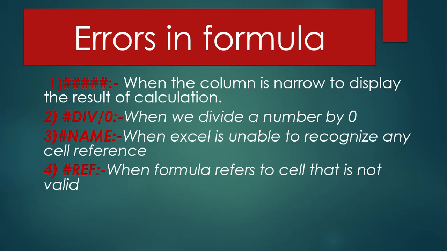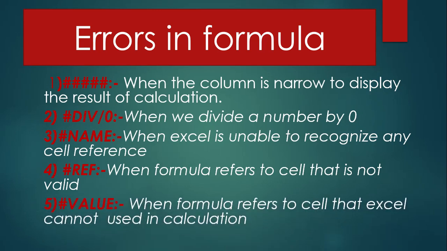Next type of error is hash reference. So when any formula refers to a cell that is not valid, then in that case Excel generates hash reference error. Last point is hash value. So when formula refers to a cell that Excel cannot use in calculation, in that case Excel generates hash value. It means formula is referring to a value, and that value cannot be used for a particular type of calculation, then in that case hash value error is generated.